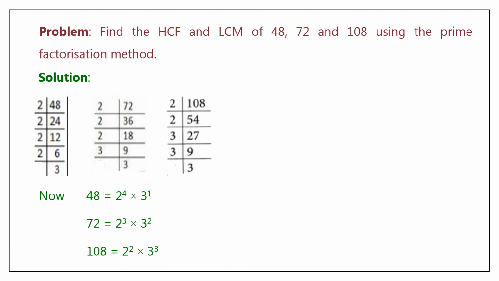Here the primes involved in this are 2, 3. Here also the primes involved are 2, 3. Here also primes involved are 2, 3. Therefore the common primes are 2, 3. The powers of 2 are 4, 3 and 2. I should take the smallest power, square. The powers of 3 are 1, 2, 3. Smallest one is 1. Therefore 2 square into 3 power 1 is my HCF.